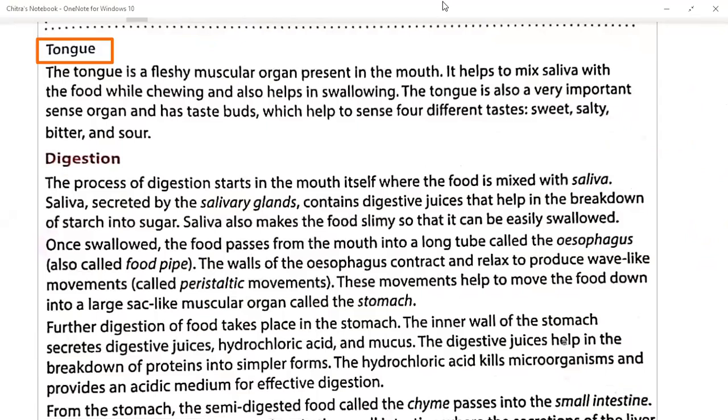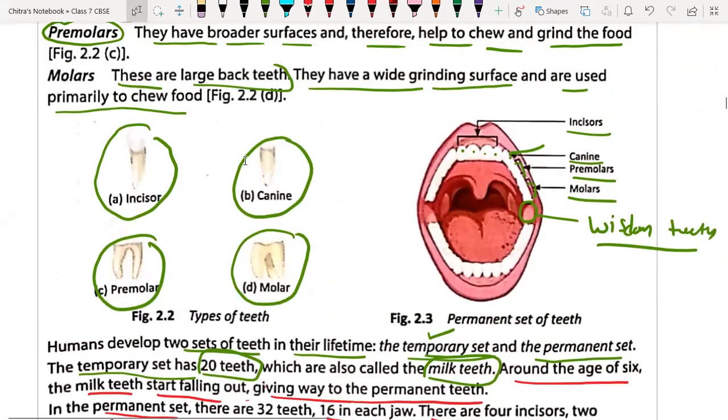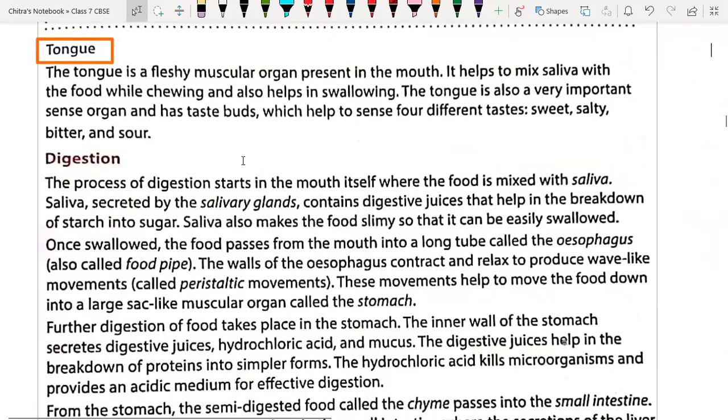So in the last lecture, we already started the ingestion process, in which we discussed the types of teeth. Today we are going to start from the tongue, and then we will cover the digestion part. So, what is the tongue basically? The tongue is nothing but a muscular organ.